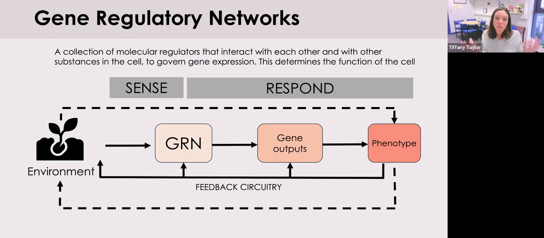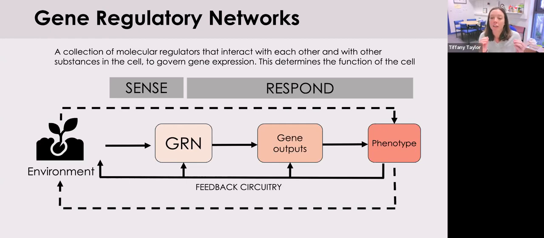So genes are frequently organized into groups where one gene will be responsible for switching on or off a group of genes. And this is more efficient than regulating the expression of each gene individually. So they're important for fitness. And a more formal definition might be that a gene regulatory network is a collection of molecular regulators that interact with each other and with other substances in the cell to govern gene expression. And this then determines the functionality of the cell.